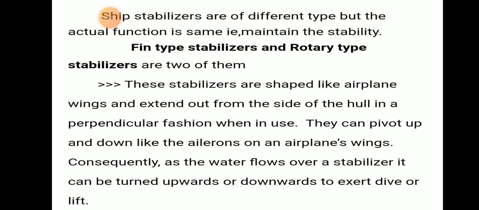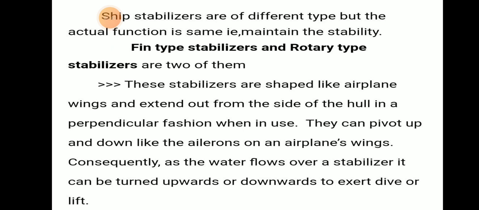These stabilizers are shaped like aeroplane wings, extended out from the side of the hull in a perpendicular fashion when in use. They can pivot up and down like ailerons on an aeroplane wing. Consequently, as water flows over a stabilizer, it can be turned upward or downward to exert drive or lift.